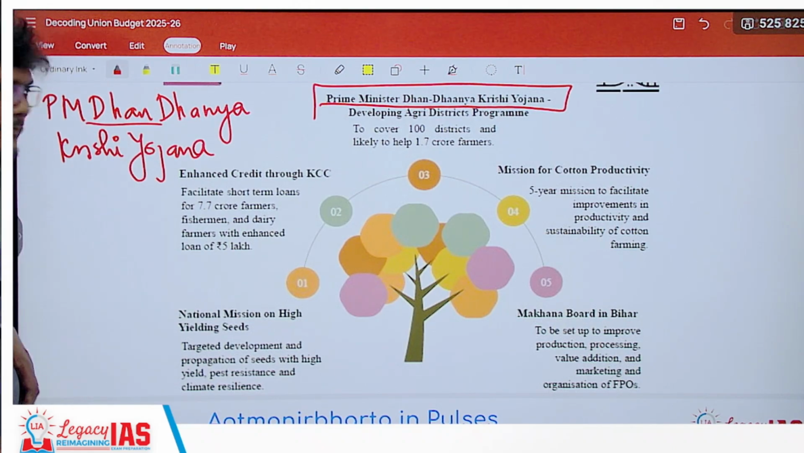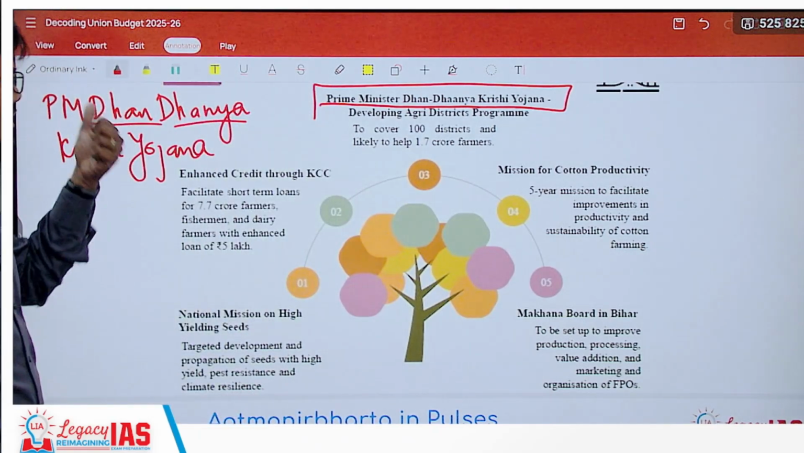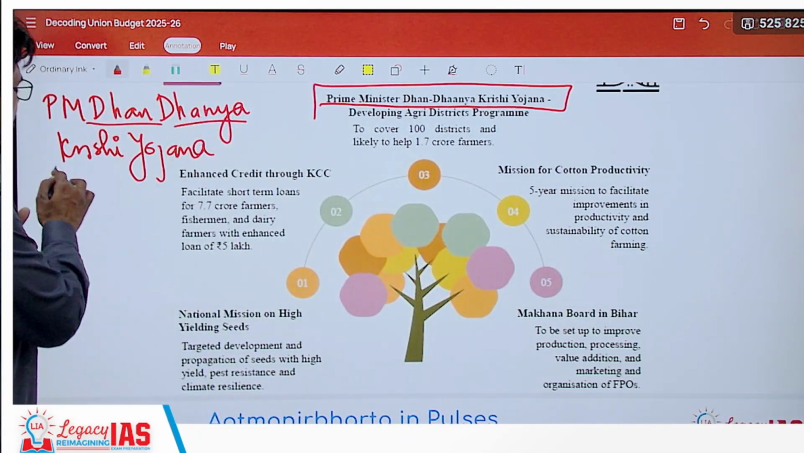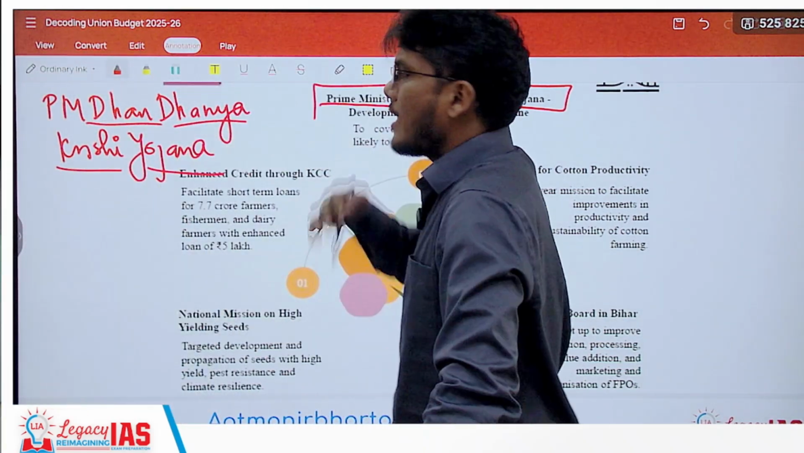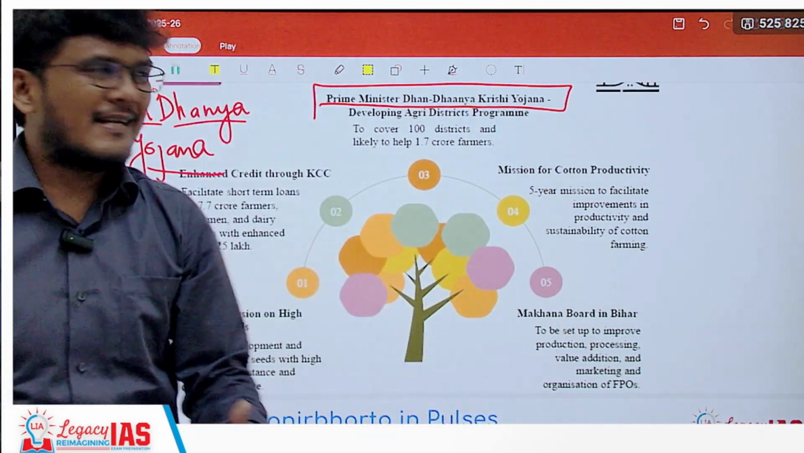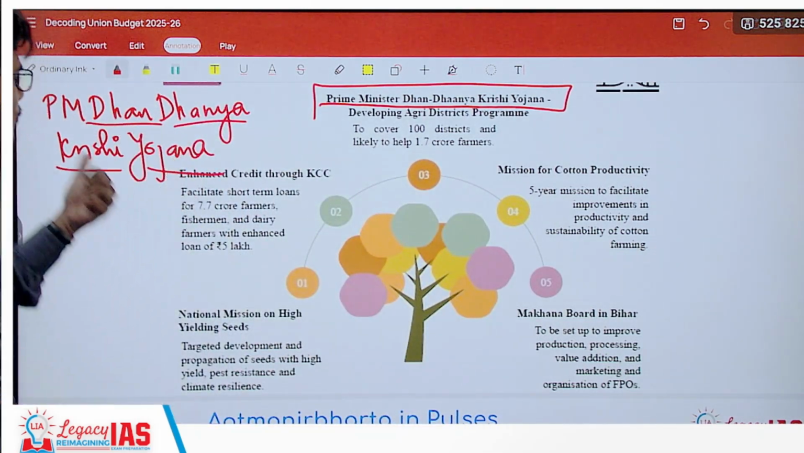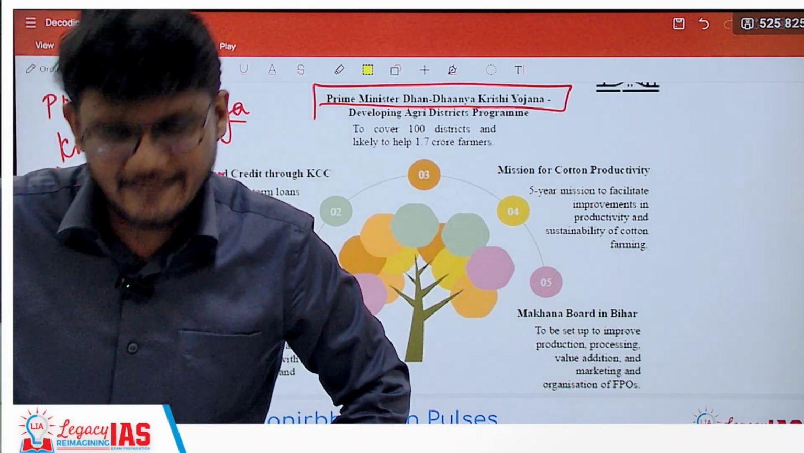Dhan means money. Dhanya means the food grains. So Pradhan Mantri, this is money, this is food grain. Krishi means agriculture. Yojana means scheme. So Pradhan Mantri Dhan Dhanya Krishi Yojana. So they are talking about farmers' income basically. Dhan means money. Money to whom? To the food grain farmer, to the farmer. The Yojana, the scheme is for that.